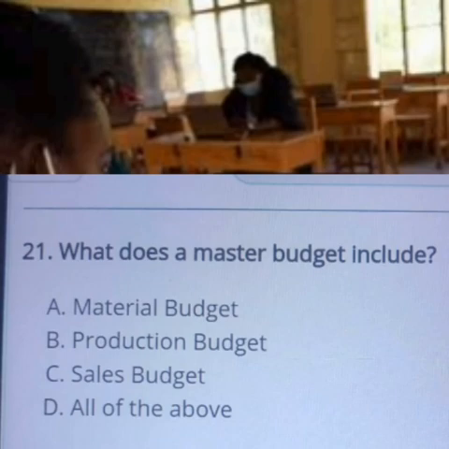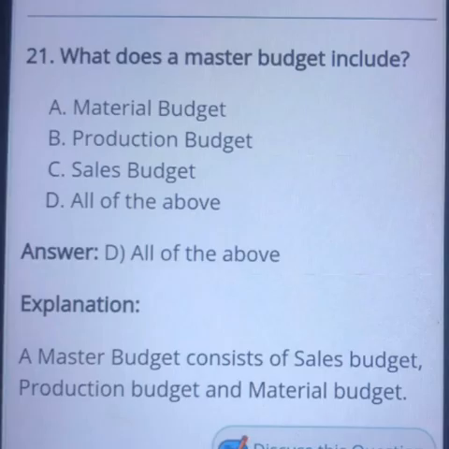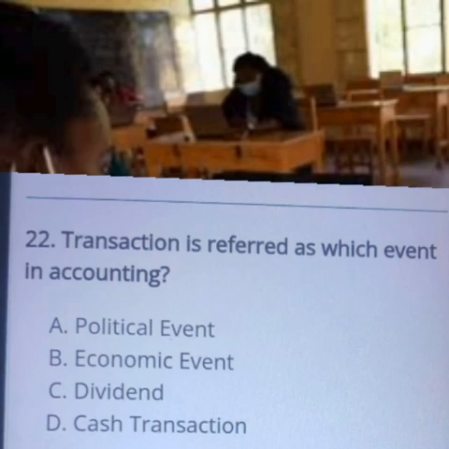Question number 21. What does a master budget include? A. Material budget. B. Production budget. C. Sales budget. D. All of the above. The true answer is D. All of the above.